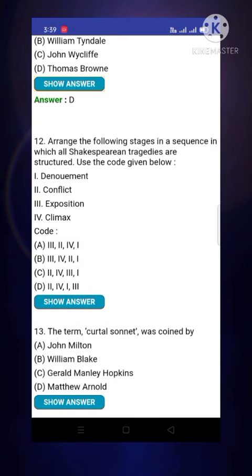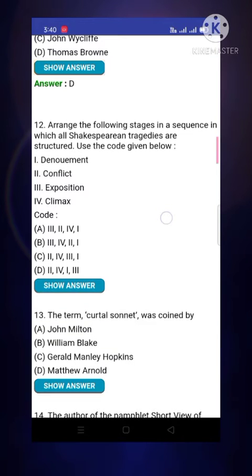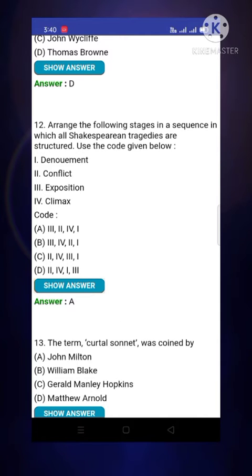Now the 12th question is: arrange the following stages in sequence in which all Shakespearean tragedies are structured. Use the code given below. There are some stages, or we can say steps, of composing the tragedies by William Shakespeare. We have to identify the correct sequence, and the correct sequence is option A, 3 2 4 1.